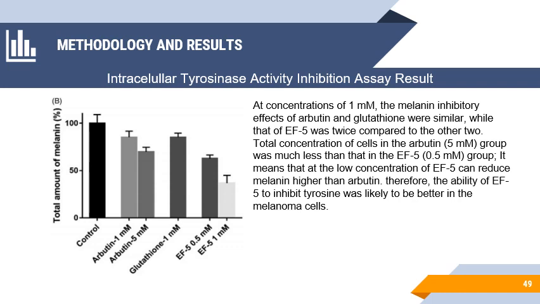For the result of intracellular tyrosinase activity inhibition, at a concentration of 1 millimolar, the melanin inhibitory effects of arbutin and glutathione were similar, while that of EF-5 was twice compared to the other two. The total concentration of melanin in the arbutin 5 millimolar group was much less than in the EF-5 0.5 millimolar group. It means that at the low concentration, EF-5 can reduce melanin more than the arbutin. Therefore, the ability of EF-5 to inhibit tyrosinase was likely to be better in the melanoma cells.